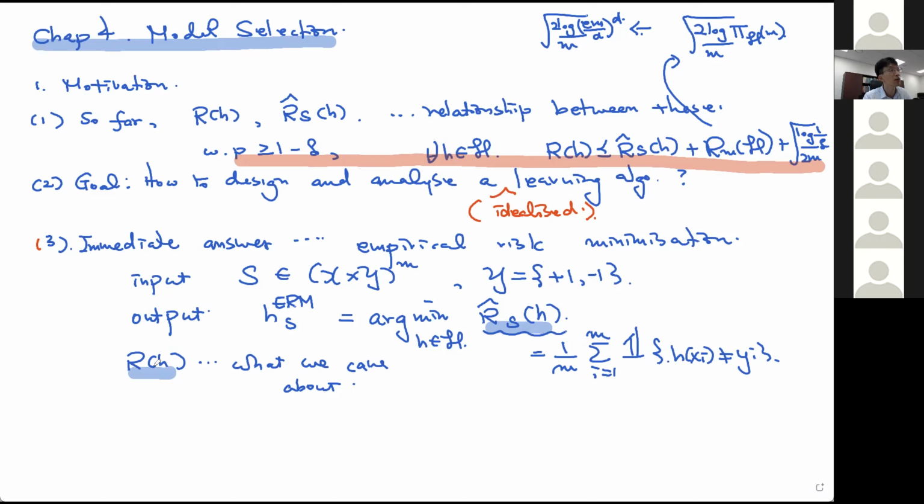And maybe you might also think that this may be the only sensible way to go about solving this learning problem. It turns out we can actually do better in many situations. So how can we do better?